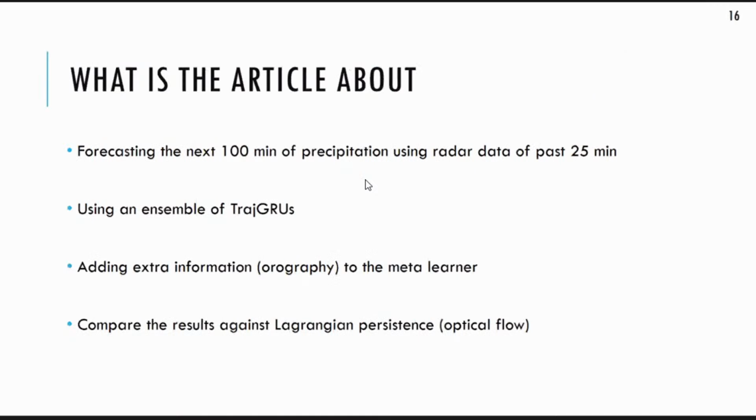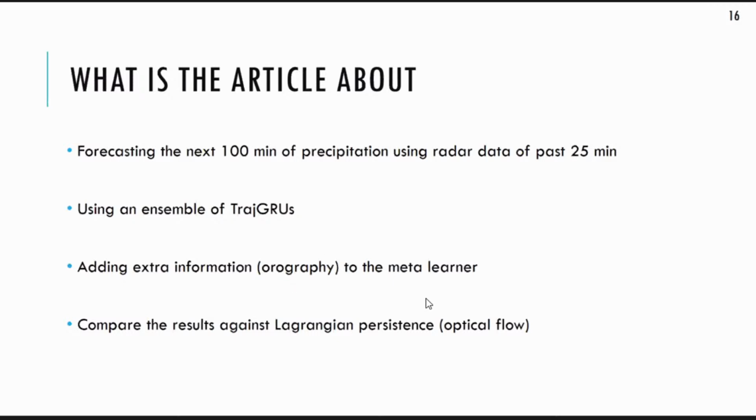So what are the main targets of this paper, in my opinion? They tried to forecast the next 100 minutes of precipitation of radar data using the past 25 minutes. To do this, they use an ensemble, so a stacked model of trajectory-gated recurrent unit models, or models that include trajectory-gated recurrent units. Then they add extra information about the orography to the meta-learner to make the model even more powerful.